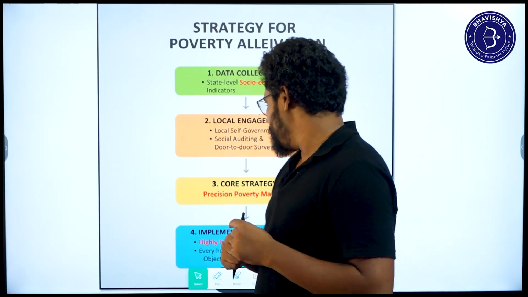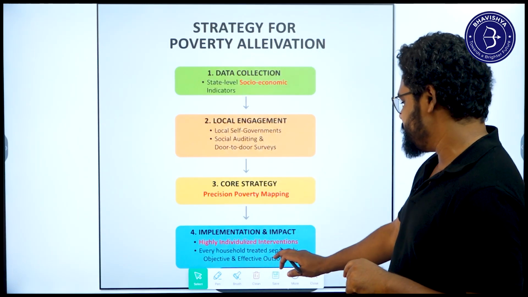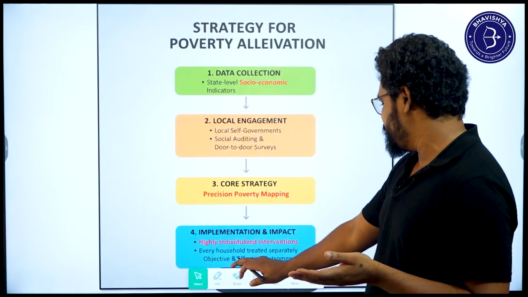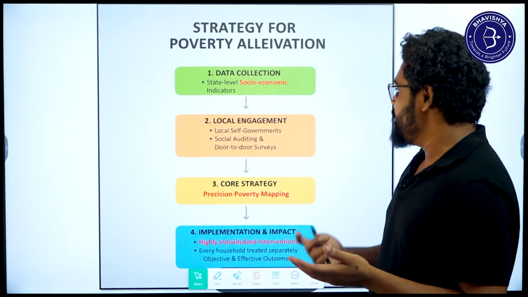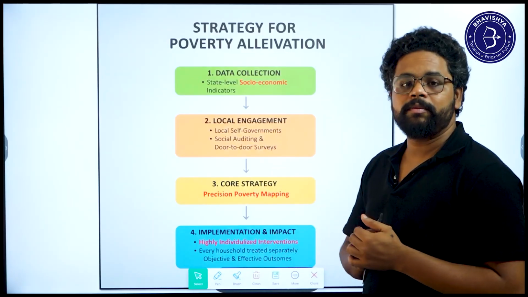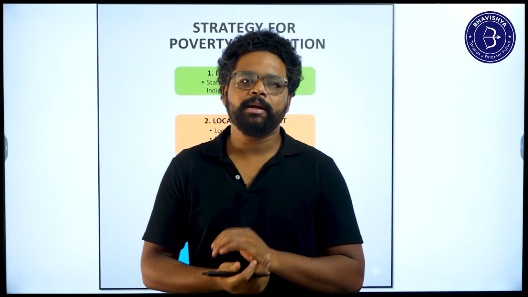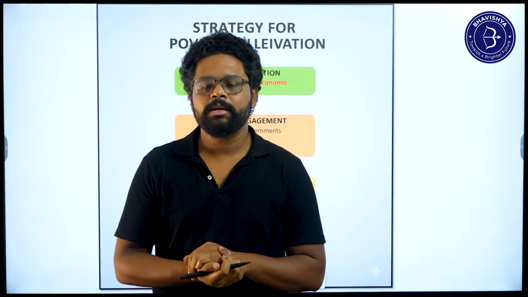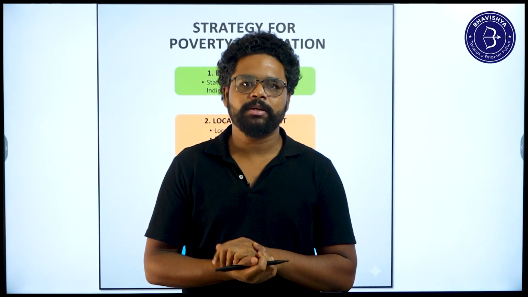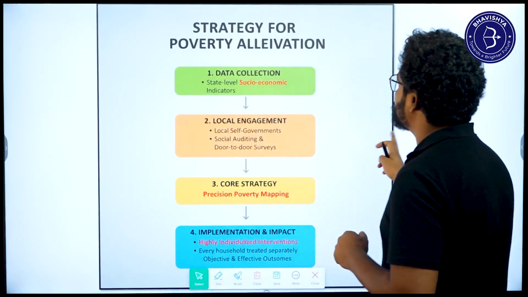And the next thing is highly individual interventions. Every household is treated separately, so, as I already said, the objectivity and effectiveness of your data will increase. And the most important thing is that the local self-governments are given much more power in dealing with these things. Once the causes are dealt with and the data is in your hand, the next thing is to carve out the solutions to actually eradicate extreme poverty. So next, see how Kerala has approached this step.